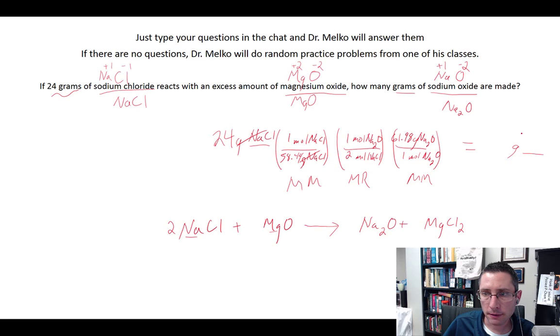Right now it's a matter of punching all these numbers into the calculator. And I obtained something like 12.7 grams, which I'm going to round to 13.